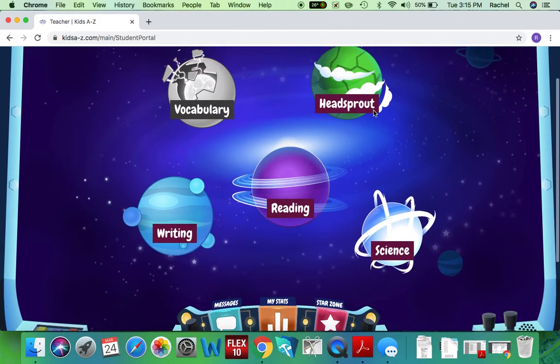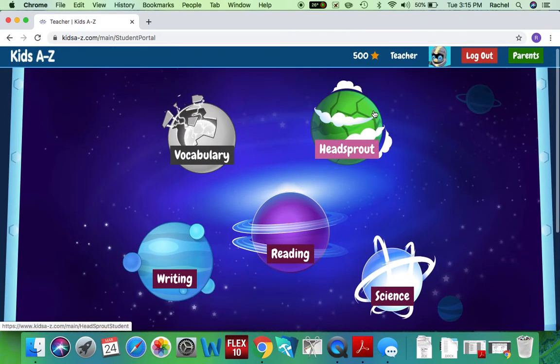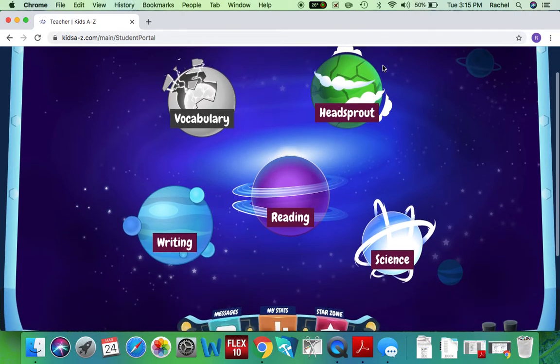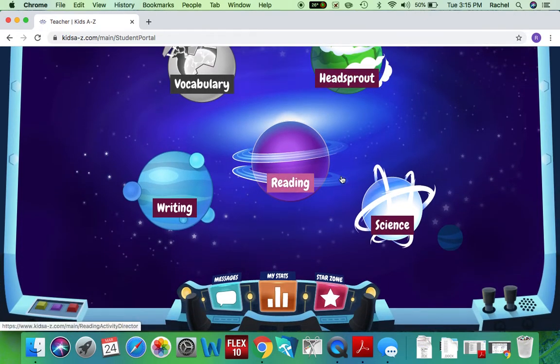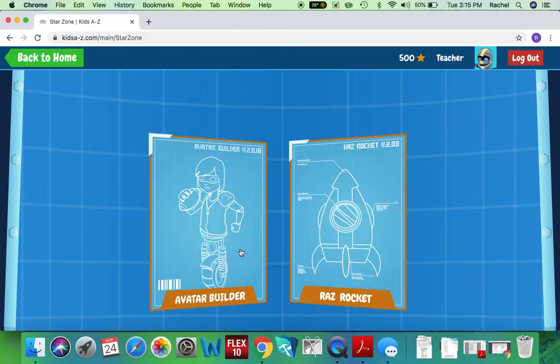When you are doing activities, those activities will earn you stars, and you can see I have 500 stars right now from the things that I have done, and those stars you get to trade in and build. You can build an avatar by paying with your stars, or you can build a rocket paying with your stars. So that is how you use readingatoz.com.